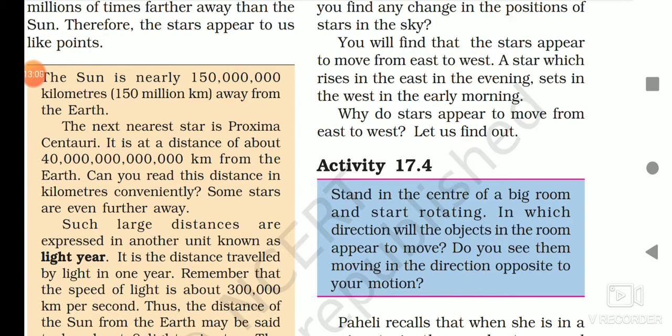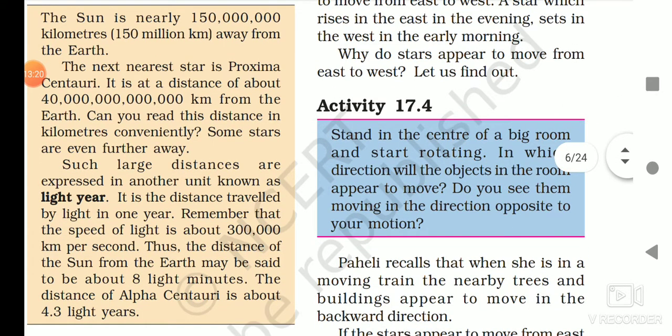So, students, you can understand why stars appear to move from east to west. Because the Earth rotates from west to east, and in the opposite direction the stars appear to move. But they actually do not move.